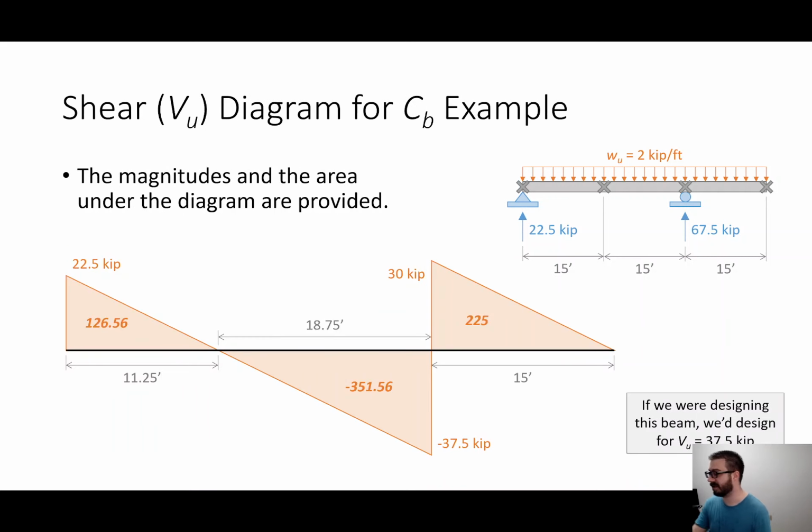One thing worth mentioning: if you're looking here at the shear diagram, the absolute worst case magnitude shear is actually this value right here. So if I was in shear design mode, I would just ensure that my beam has enough capacity to withstand a shear of this. Now, for most building design problems, that's okay.